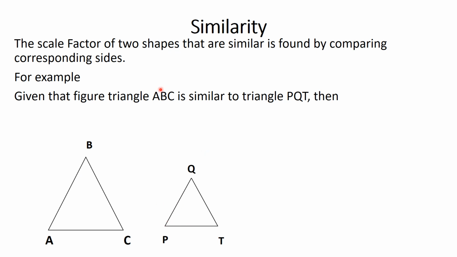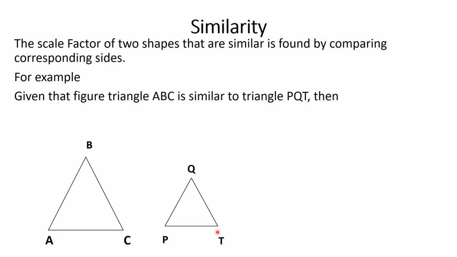Again, you can look at BC and QT here. B is the second letter, C is the third, and Q is the second letter, and T is the third. So BC and QT are also corresponding. Then the last, A is the first letter and C is the last letter. P is also the first letter and T is the last letter. So AC and PT are corresponding. That's how you can tell which sides are corresponding.